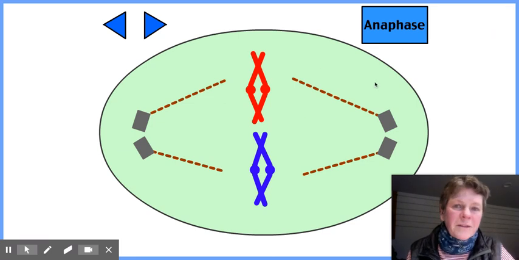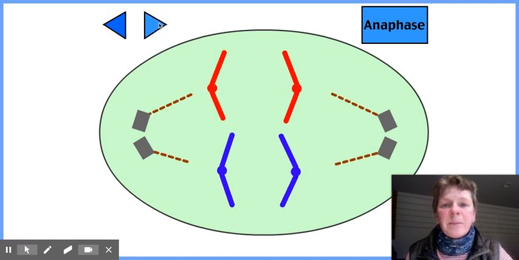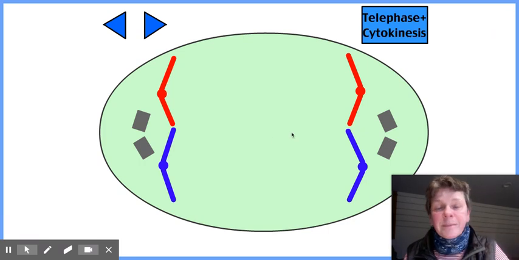Anaphase, I call this the phase of movement. Anaphase begins as soon as that centromere splits and those sister chromatids start to get pulled away. And anaphase ends when these chromatids reach the poles and they sort of get as far as they can get on either side. And then we go into what's known as telophase.